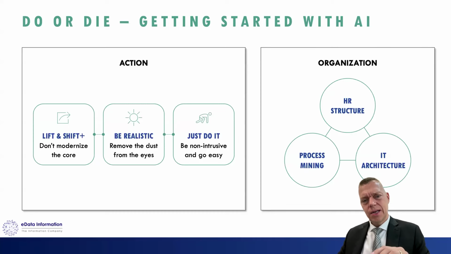Getting started with AI in my world, and again, we are simplistic here, there are two areas. There is the action part, and there is the organizational part. For actions, understand how you work with your legacy systems, and you don't have to replace them. You can just understand how you want to work with them. Be realistic about your organization's capabilities end to end, and get started. On the organization side, remember, without people, we don't go anywhere. So your HR structure needs to be addressed for this. It needs to be addressed to counter the resistance that you will face. You have to have some kind of proper IT architecture to support it.